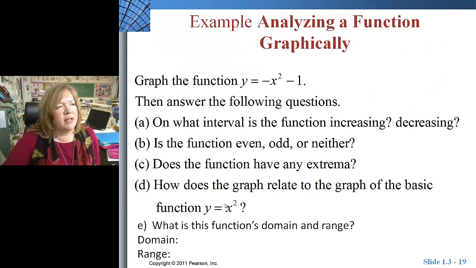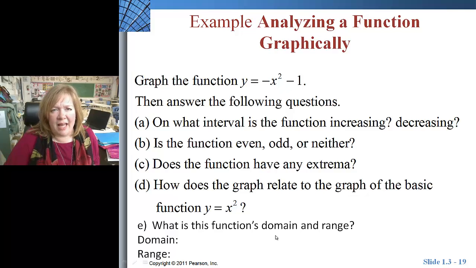Looking at the graph, we can tell a lot of things. Which interval is the function increasing or decreasing? Is it even, odd, or neither? Does the function have any extrema? And how does the graph relate to the graph of the basic function y equals x squared? We're also going to find the function's domain and range. So they're saying from this graph you can get a lot of information.